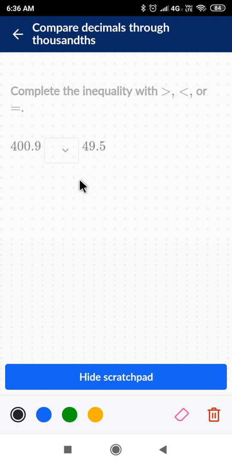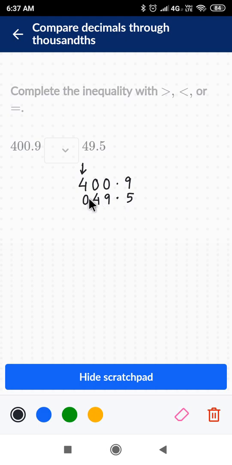400.9 and 49.5. Remember that the decimal has to be aligned. If you remember this, you will not have any difficulty in comparing decimal numbers. 49.5. Now the first digit itself, 4 is bigger than, if you want you can put a 0. 4 is bigger than 0, so 400.9 is bigger than 49.5.